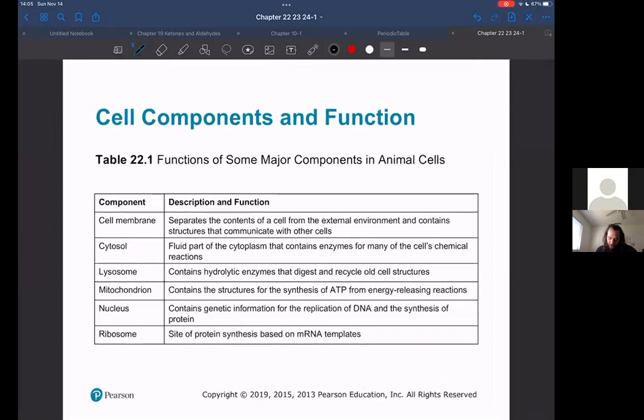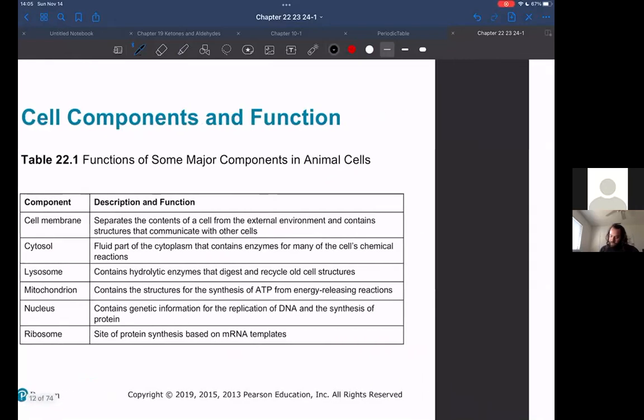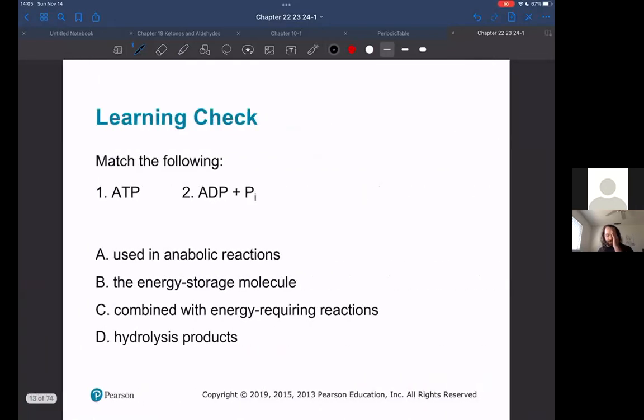All right, so the different components, like we just talked about. This is just a little cheat sheet of what we just mentioned. Let's do this learning check real quick, to make sure that we know the difference between these descriptions for ATP and ADP plus Pi. Pi stands for that phosphate that's been cleaved off of that ATP molecule to create ADP.